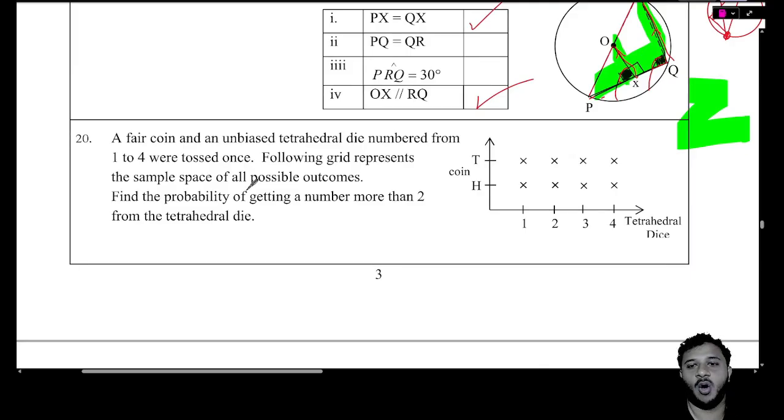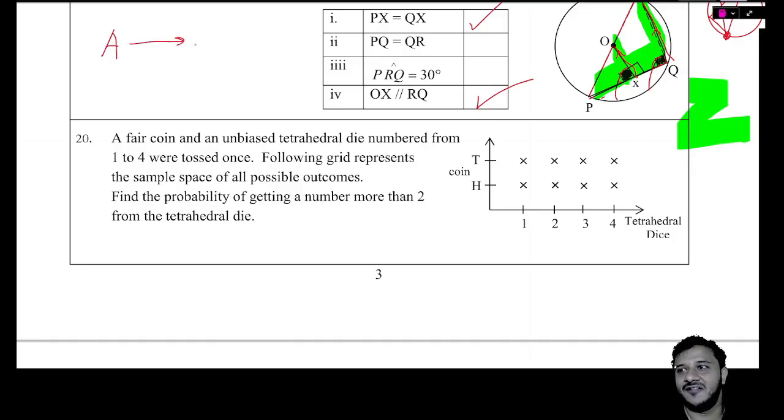And remember, alternate is Z. It's easy: the alphabet alternate starts with A, and the letter is Z. Think of it like that. That's the easy way to do it. Then corresponding, I don't know what the reason is, that's F. Co-interior is the C.